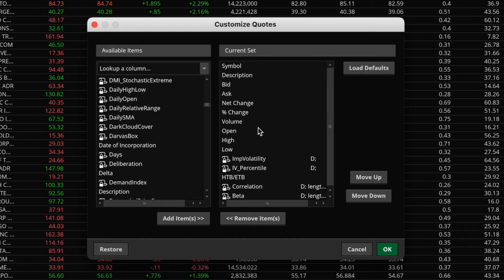And then on the right-hand side, these are all the metrics I currently have showing on my list right now. And then obviously, as you can see down here with these two buttons, it's very easy to either add new metrics to your watch list or remove existing ones if desired.